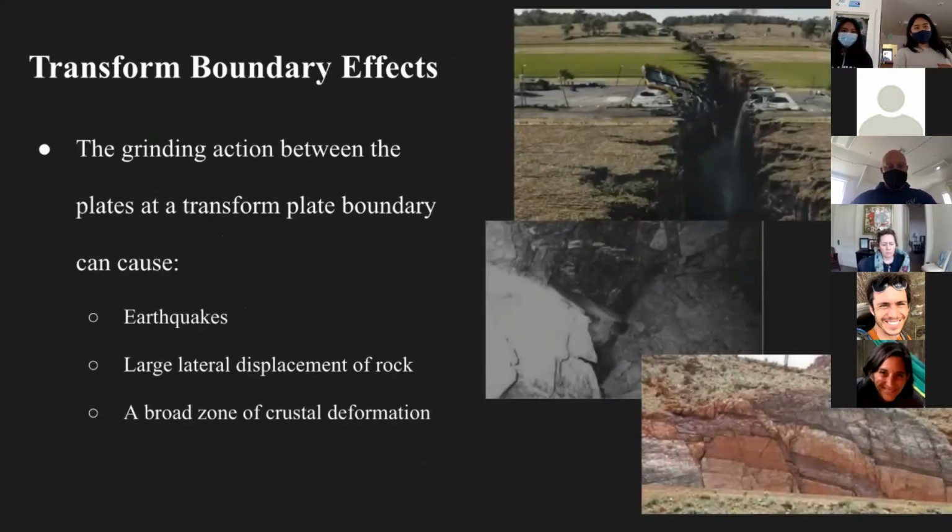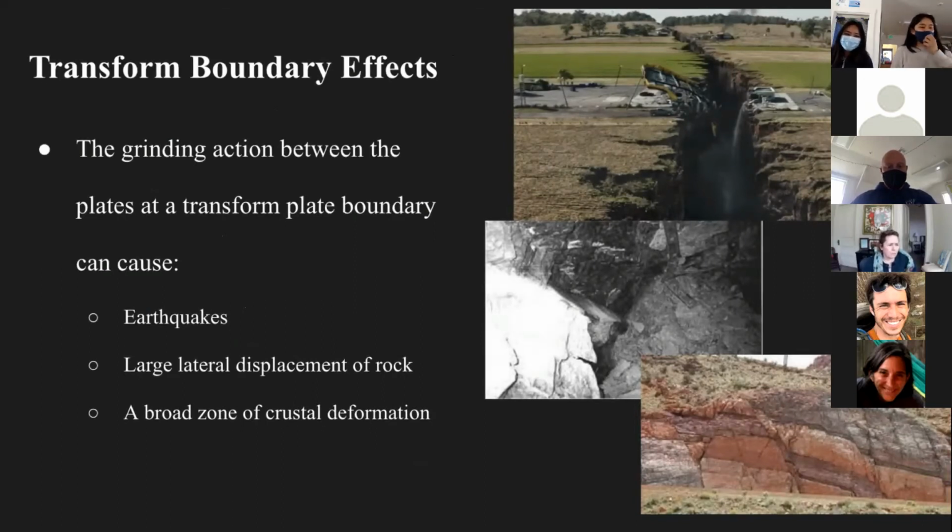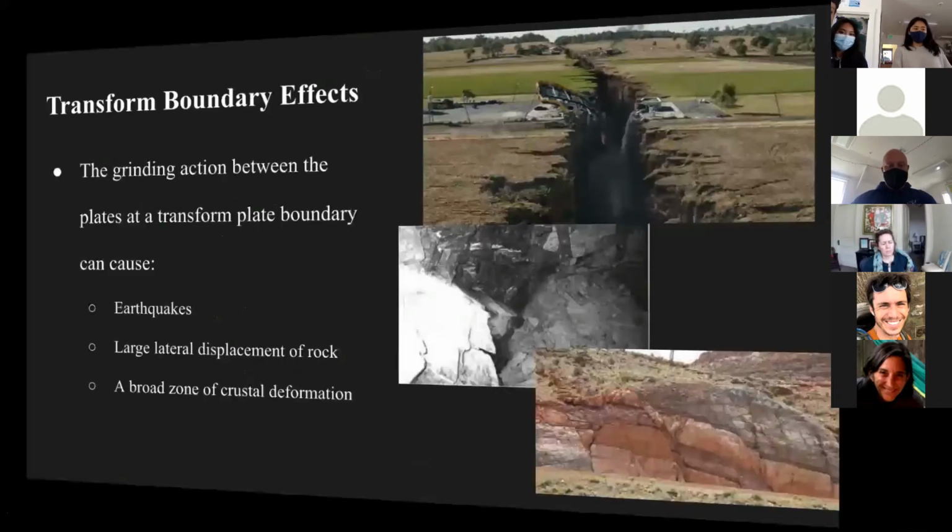Transform boundary effects. The grinding action between the plates slipping past each other at the transform plate boundary can cause earthquakes, large lateral displacement of rocks, and a broad zone of crustal deformation.